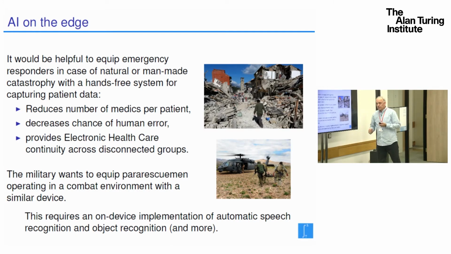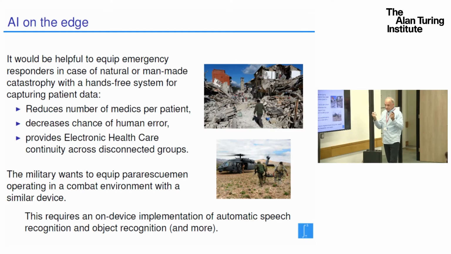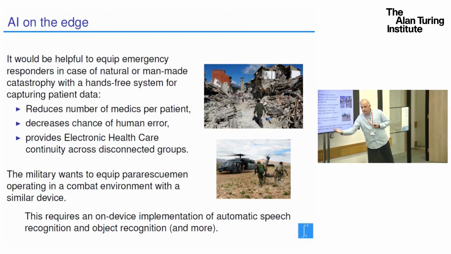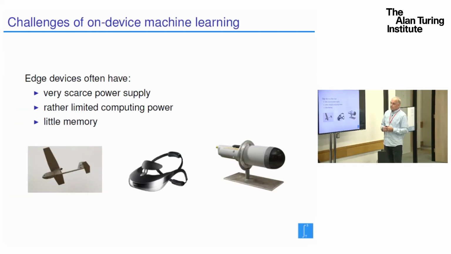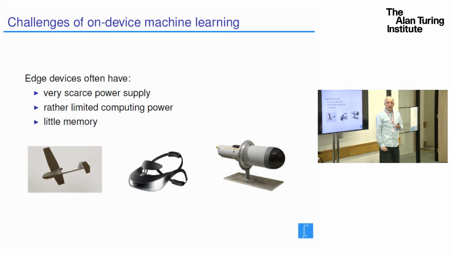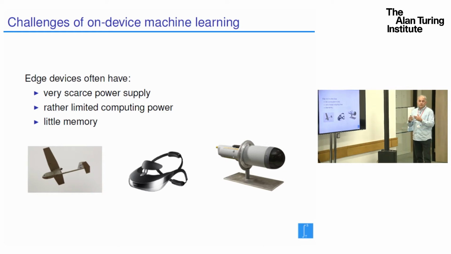So you have to have this device that runs all these things, automatic speech recognition, object recognition, on the device. No connection to the internet, so this little device, head-mounted display or some other device, has to do all the machine learning. And that's a challenge. It's a challenge because these edge devices are very limited in power, very limited in memory, and very limited in computing power. So battery life is limited, and that alone limits your computing power, but the chips that you have typically are also not very strong.